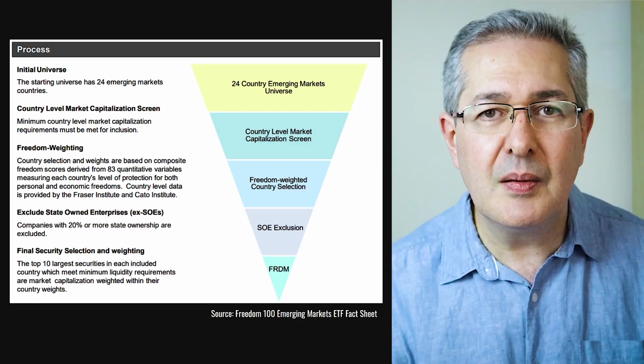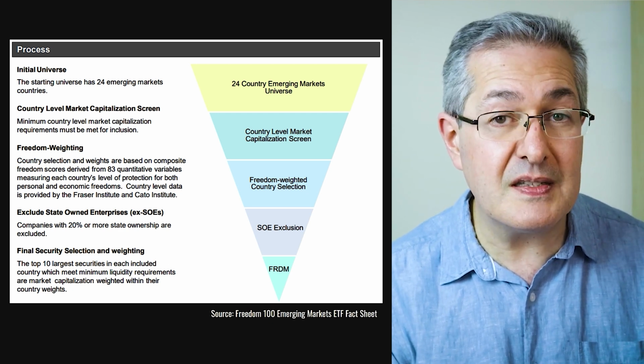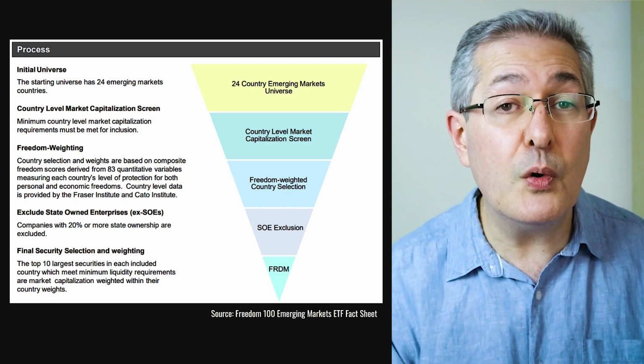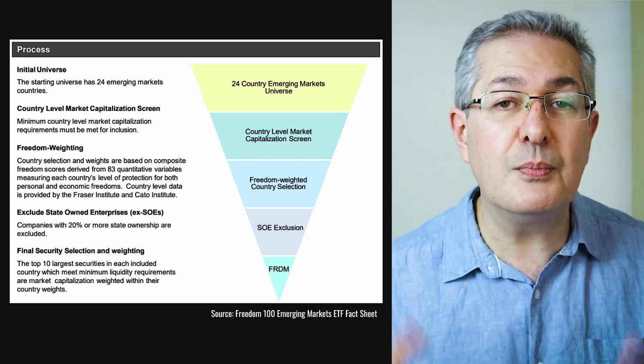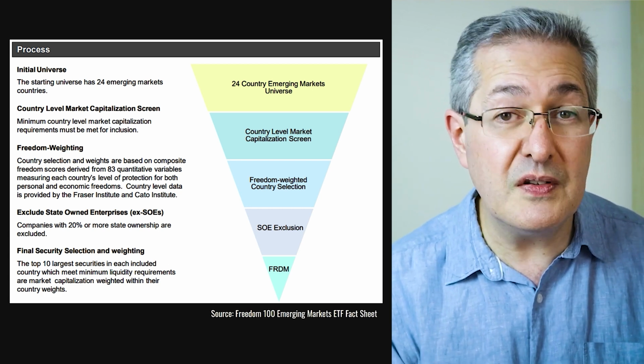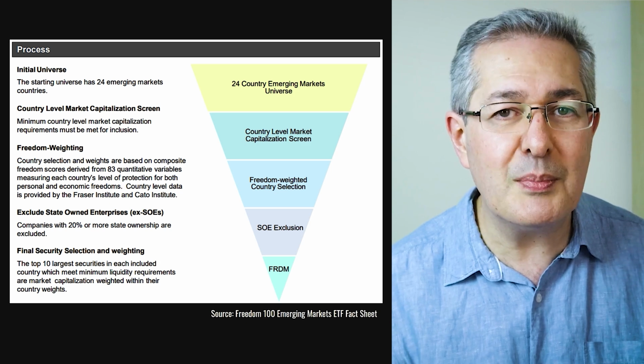Another case against India, I think, is the restrictions which that society has. And here a useful thing to look at are the freedom indices. So if you're not familiar with that, look up Perth Toll. But the process by which they create this FRDM ETF in the United States is shown here beside me. So they start off with 24 EM countries, that's at the top of this pyramid, and the stocks in those countries. And they screen those countries according to market capitalization. Now, as we've seen, India would almost definitely pass that test.